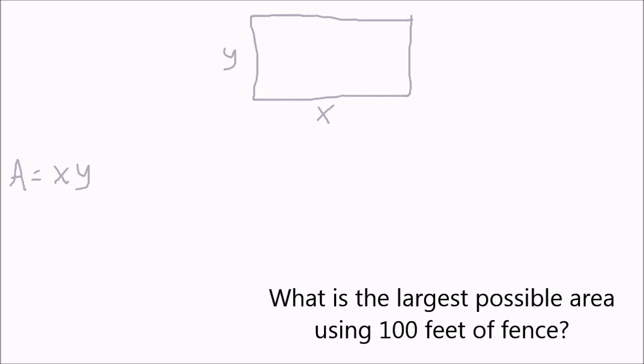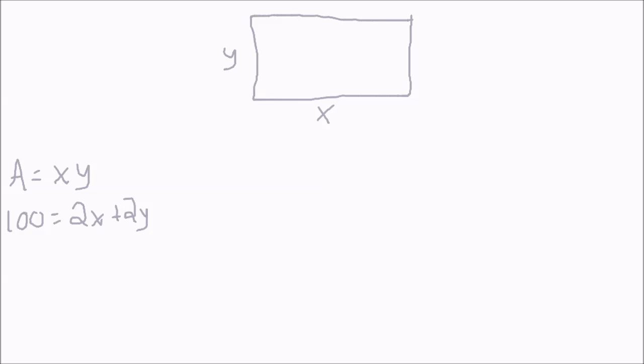And then from the other part of my problem, I know that I only have 100 feet of fence to work with. So that means that the perimeter of my rectangle is going to have to be 100 feet. So I can write that as 100 equals the perimeter, which is going to be 2x plus 2y. Now what I'm trying to find is the greatest possible area, meaning that this is the main equation I want to work with. But it has two variables, x and y.